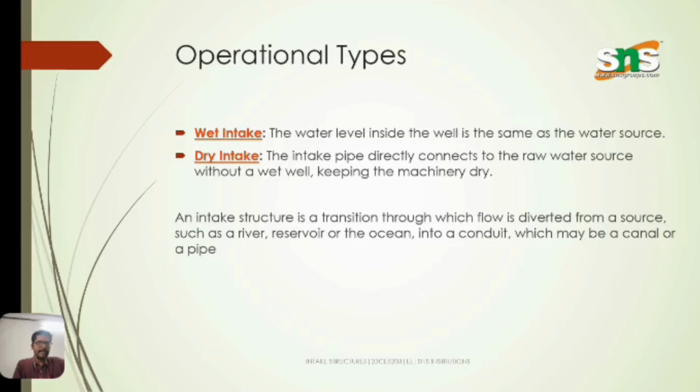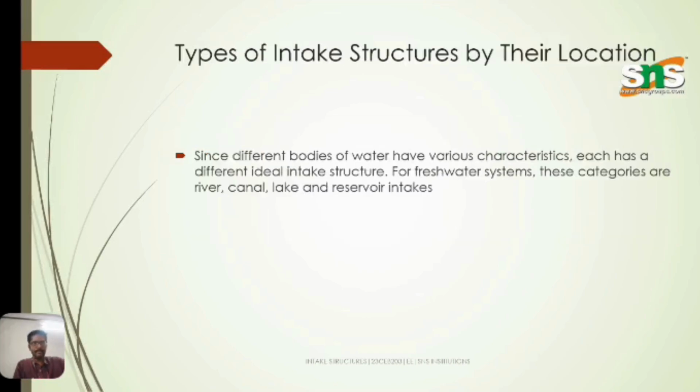Operational types: wet intake and dry intake. In a wet intake, the water level inside the well is the same as the water source. In a dry intake, the intake pipe connects directly to the raw water source without a wet well, keeping the chamber dry. An intake structure is a transition through which the flow is diverted from a source such as a reservoir or the ocean into a conduit, which may be a canal or a pipe.